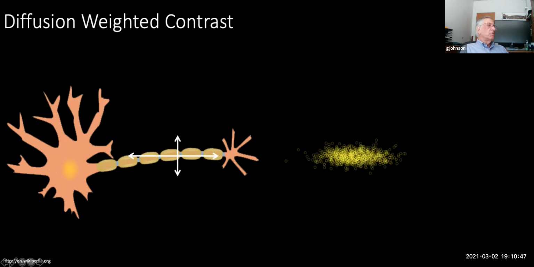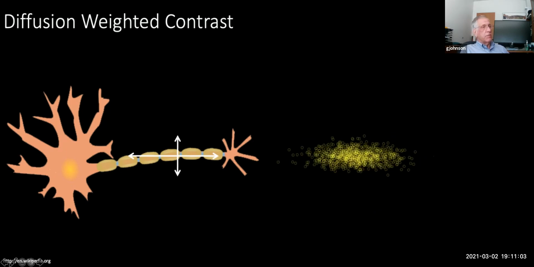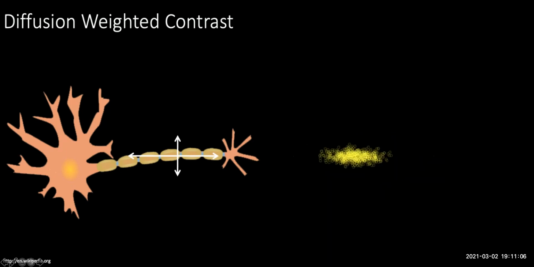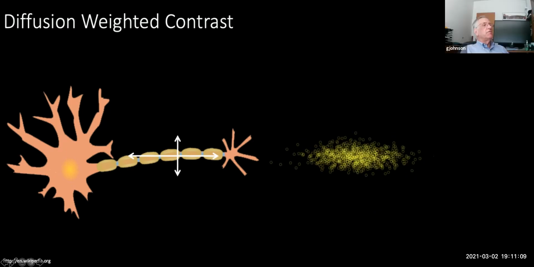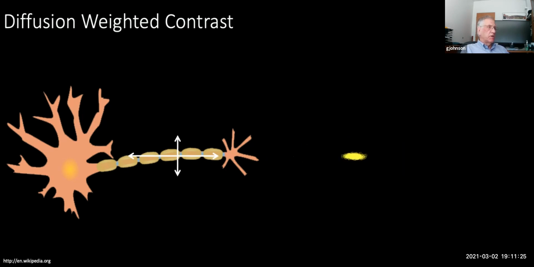But if you apply a gradient and look at spins in a projection in the axons that come out of a neuron, those axons constrain the diffusion along the axial dimension. And if I have a gradient that is along that axial dimension, I will get lower diffusion attenuation than the spins that are diffusing perpendicular to that. So this diffusion anisotropy gives rise to a whole host of opportunities for imaging, which we'll follow up here shortly.